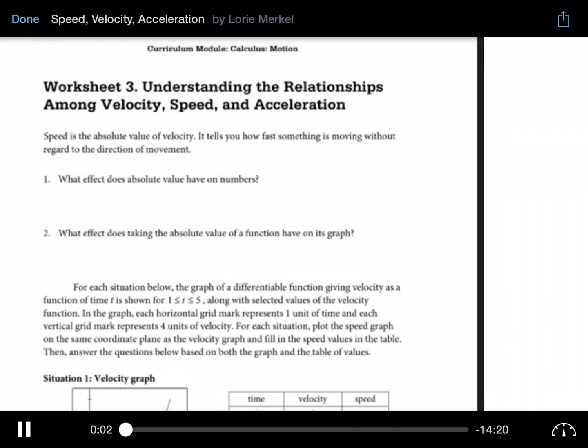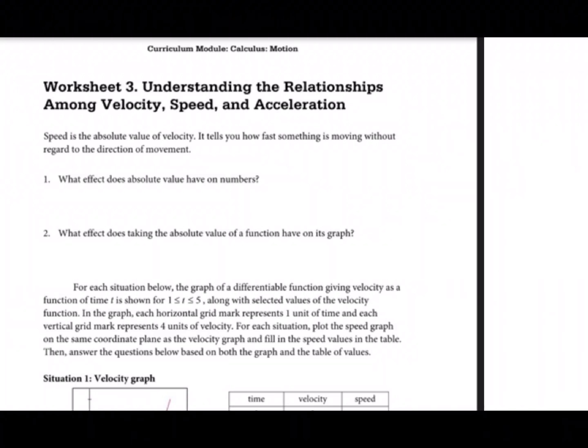All right, we're going to deal with worksheet 3, which is understanding the relationships among velocity, speed, and acceleration. As we talked about last week, speed is the absolute value of velocity. It tells you how fast something is moving without regard to the direction of the movement. So, very simple questions. What effect does absolute value have on numbers? You guys should know the answer to that. Pause and fill it in and then come back.